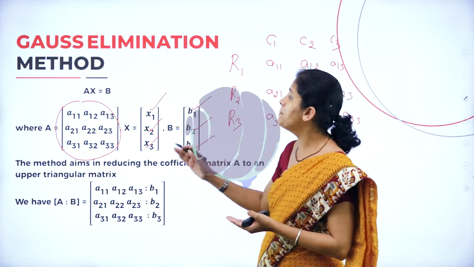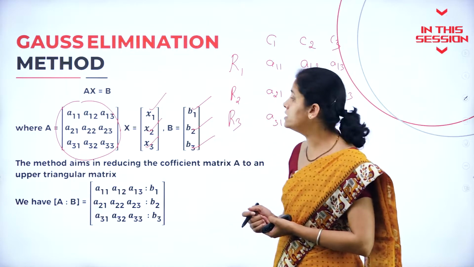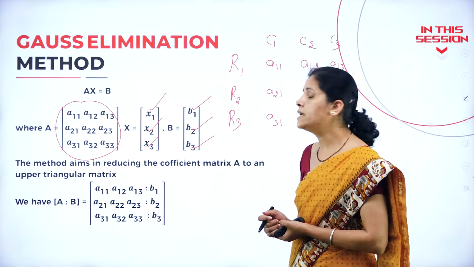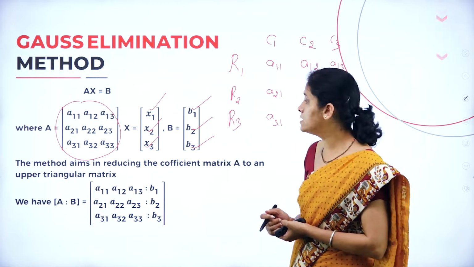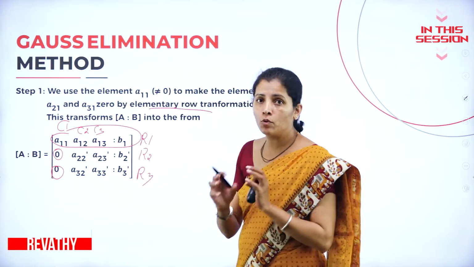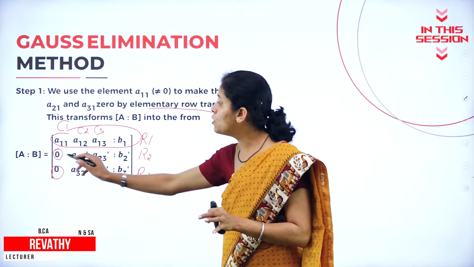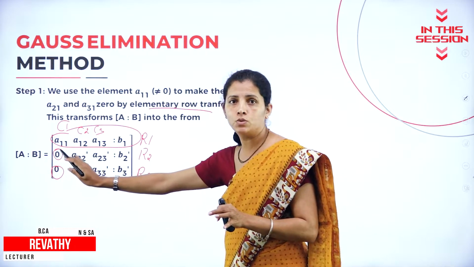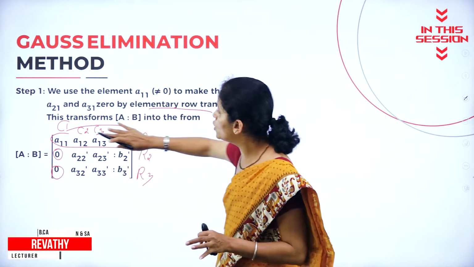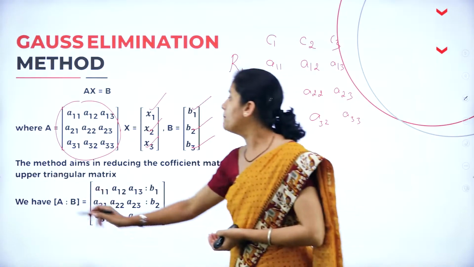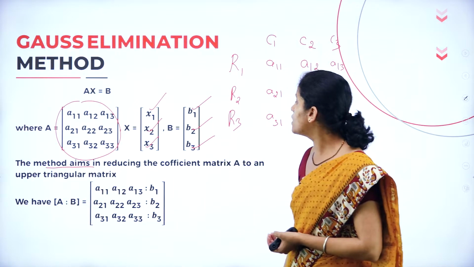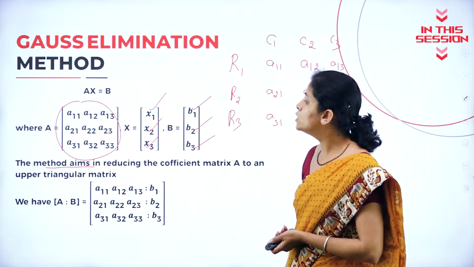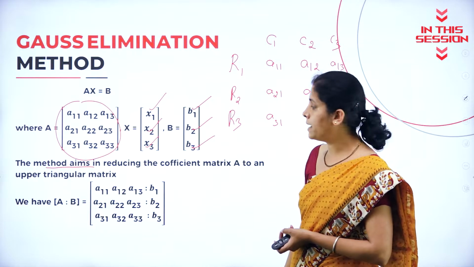The main aim of this Gauss elimination method is to reduce the coefficient matrix. Whatever the value I'm going to substitute, I just want to make these two values 0 and I don't want to touch R1. The method aims to reduce the coefficient matrix A to an upper triangle matrix.